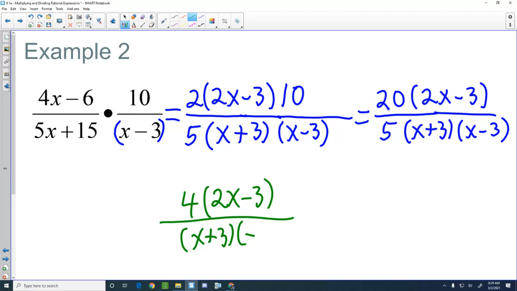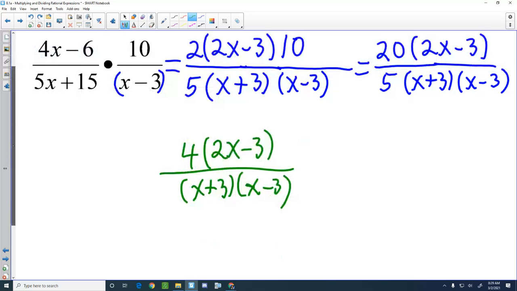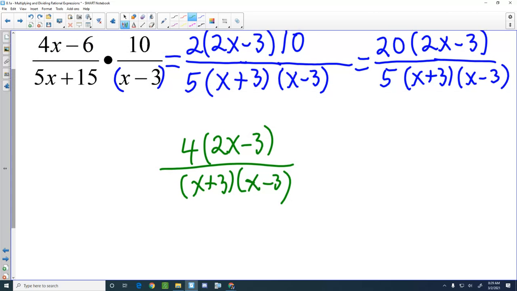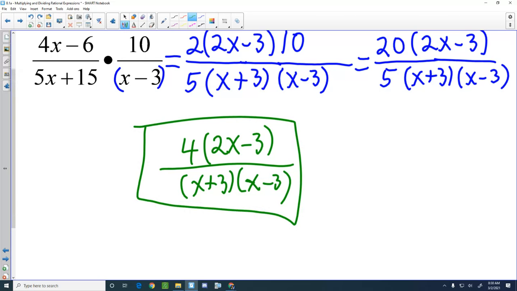I'm going to bring that up for you. Can I cancel out the x minus 3's? It looks close, doesn't it? Really, really similar. But one of them has a 2 in front of the x, the other one doesn't, meaning they are different. So I can't cancel those out. In fact, there's nothing else I can do at this point. So this would be multiplied together. That's it. It's a crazy fraction. There's still variables, but that's what we get when we multiply them out.